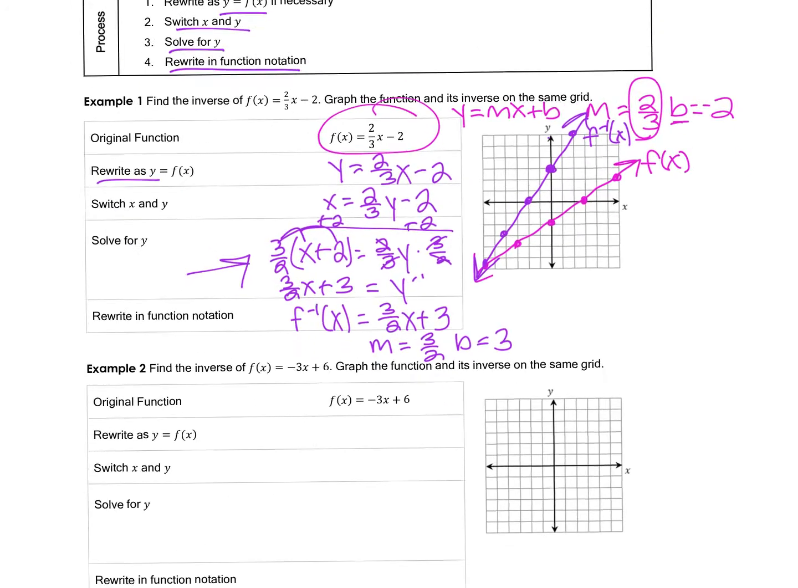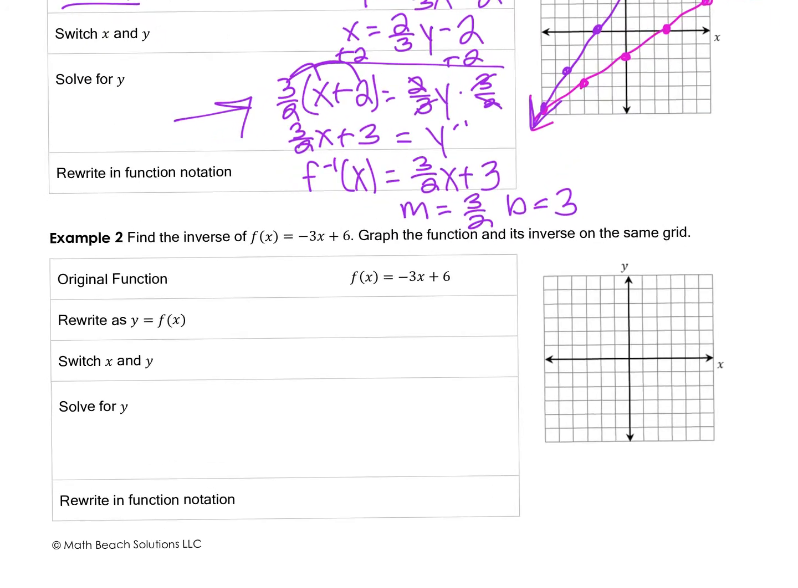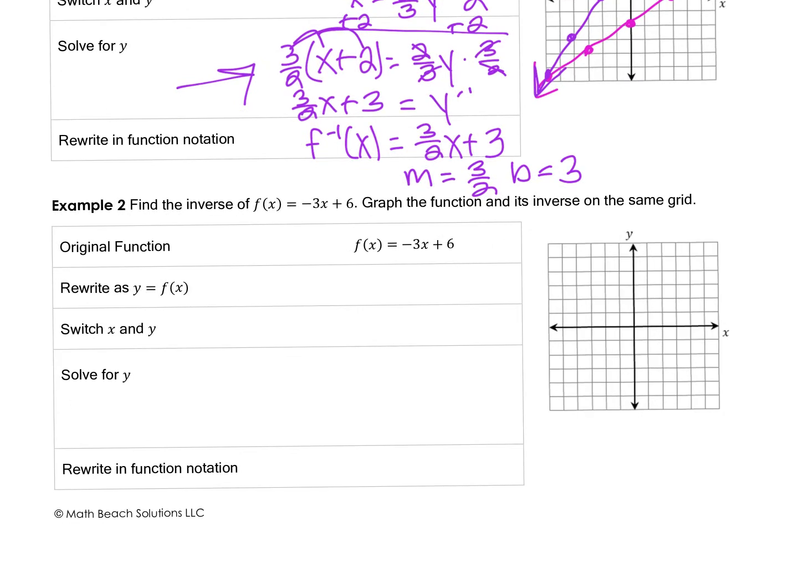All right, let's take a look at the next example. So we're rewriting our f of x as y. So start that out.